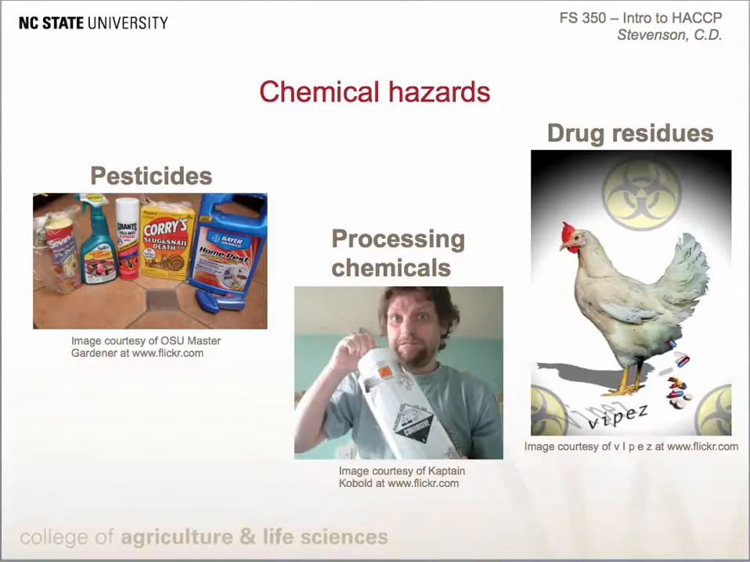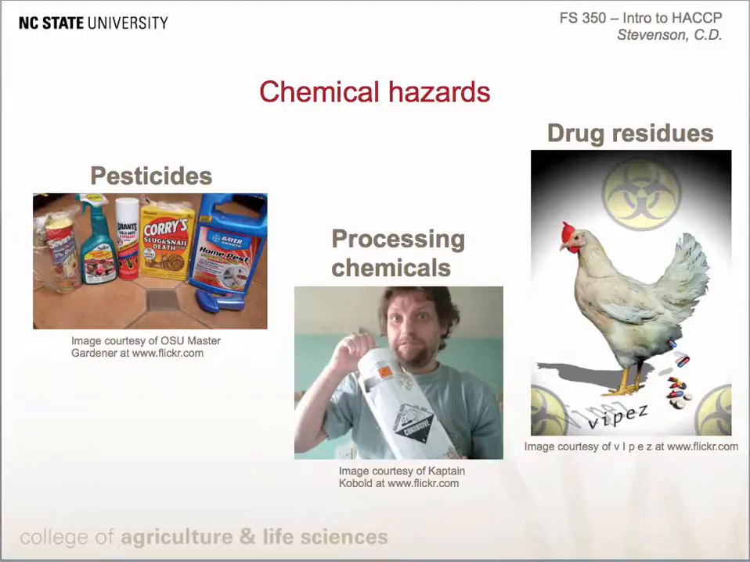Chemical hazards can come from many sources. Some chemical hazards are the result of unintentional adulteration of the food with toxic chemicals, while some may be present in meat or milk products as therapeutic drug residues.